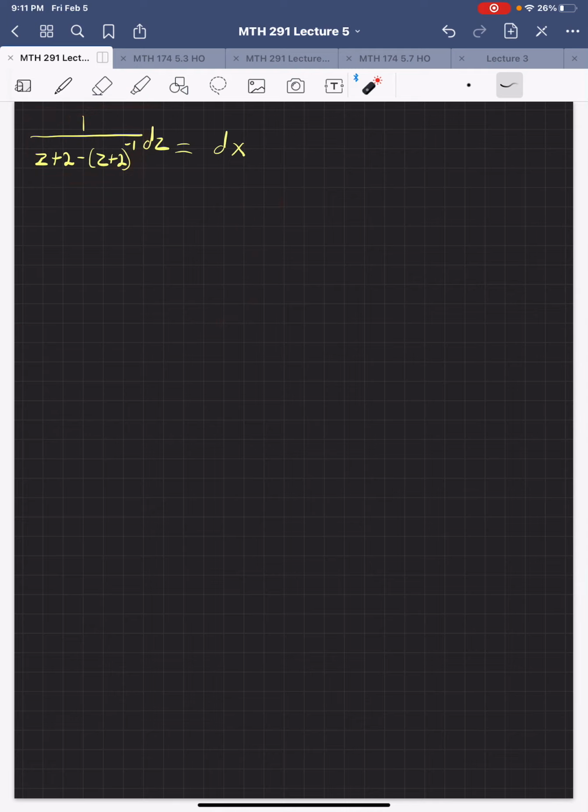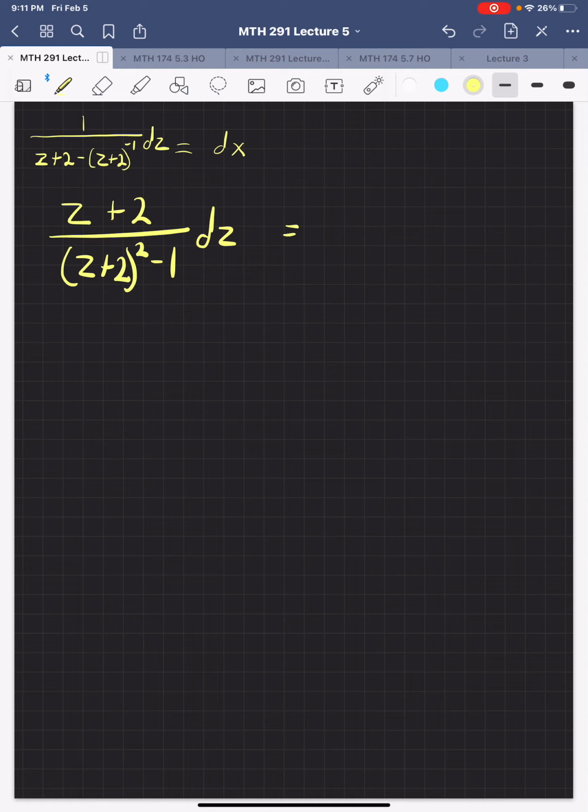So obviously, if you have anything to the power of -1, I can move that to the numerator, so that all that I have at that point is, what do you got? Here's what I have after moving some things around. I have z plus 2 over z plus 2 squared minus 1 dz is equal to dx.